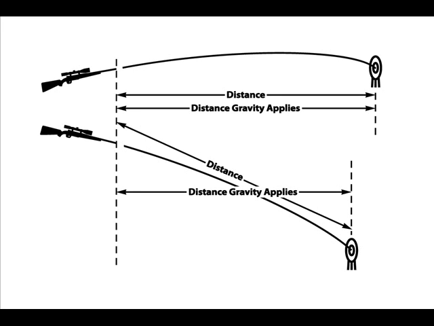If you look at the rifle on the top shooting across a flat plane, you can see how gravity applies across the entire distance. But for the rifle on the bottom diagram, you can see how gravity only applies on your bullet for just one component of the distance. It's not as long of a distance that gravity is applying on your bullet when you're shooting downhill. So your bullet is always going to hit high.